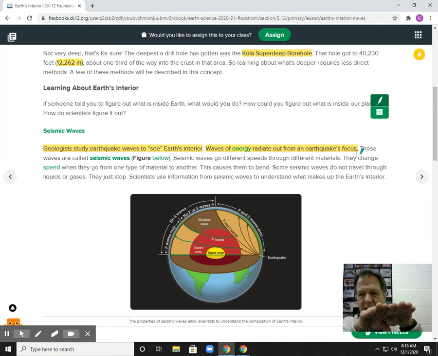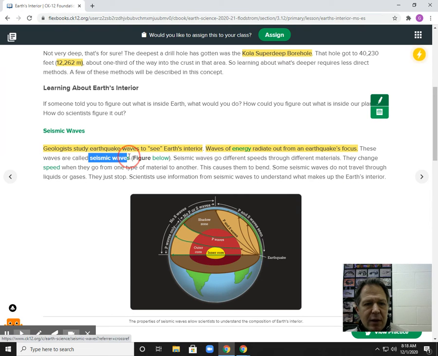So all of a sudden there's a shift in the Earth's crust, and from there these seismic waves radiate out and away, almost like if you drop a pebble into a pond and you see the waves radiate from that central location. These waves that are created during an earthquake are called seismic waves. They get a little more specific, and we'll get into that later.